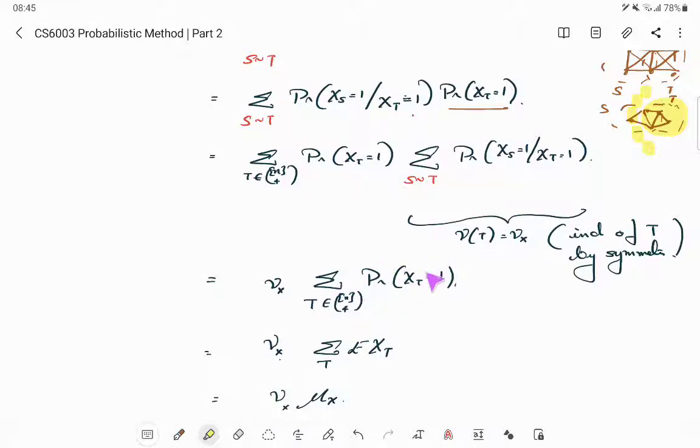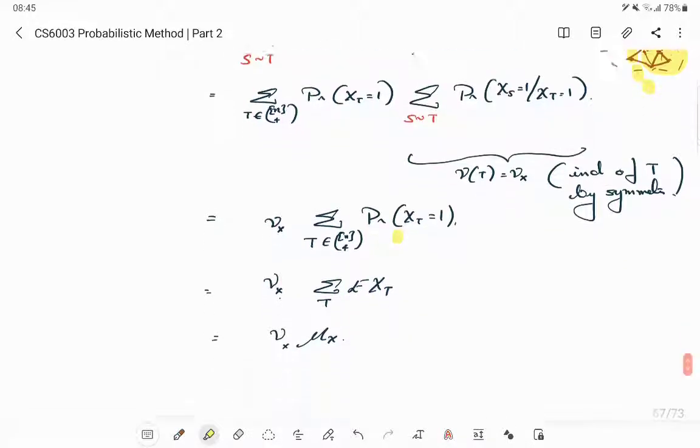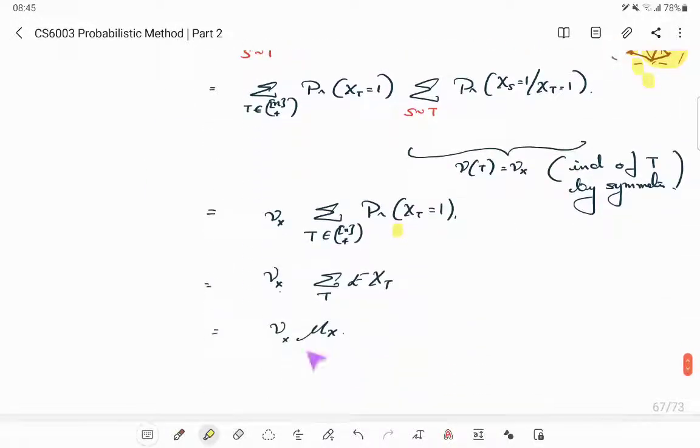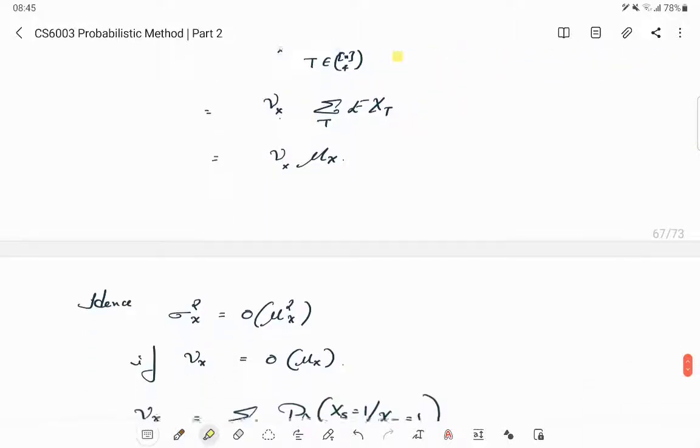So this is now simplified to nu_x times the sum over t of probability of x_t equal to 1. This is something which we know: probability of x_t equal to 1 is E of x_t, and the summation over all t of E of x_t is your mu_x, E of x. So we could upper bound this by nu_x times mu_x.